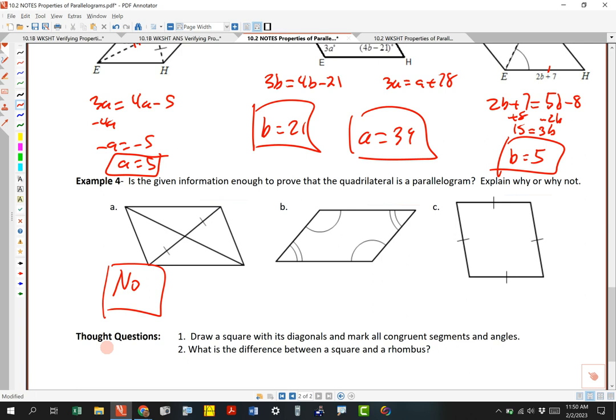Gavin, how about B? So I'll put a yes. Can you give us a reason? The opposite angles are congruent. Opposite angles congruent. Perfect. So that's a yes, and there's a reason for it.